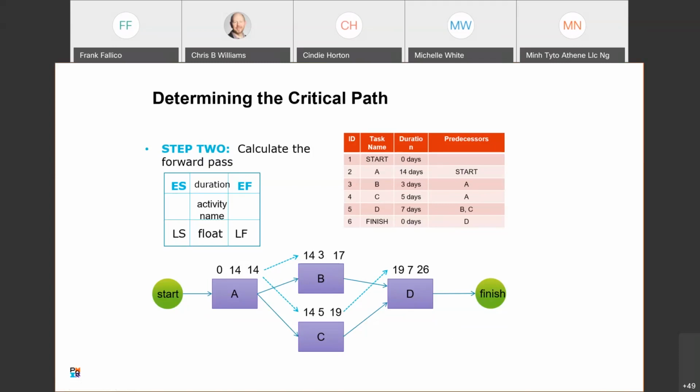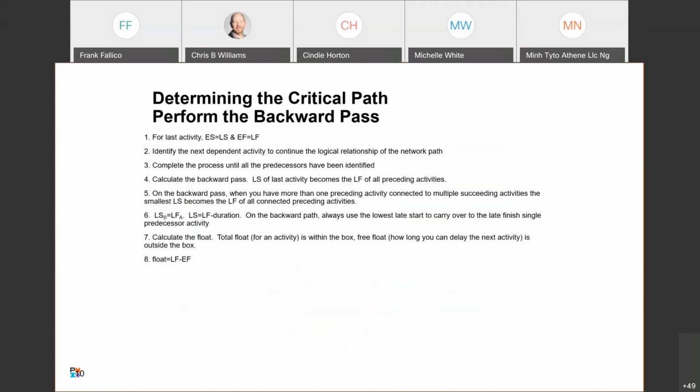Okay, great. Now our next task is to do the backward pass, right? We're going to identify the next dependent activities and complete that process until all the predecessors have been identified. Of course, we've already done this. And now we're going to calculate that backward pass. On the backward pass, we want to note that when you have more than one preceding activity connected to multiple succeeding activities, the smallest late start becomes the late finish of the connected preceding activities. We'll see this as we go through this.